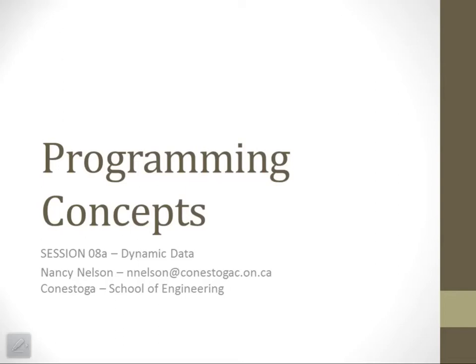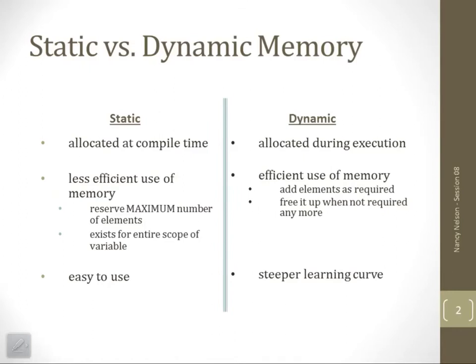In this session, we're going to start looking at dynamic data. All the data we've been using up to this point has been considered static data. That means once it's declared, it stays the same. The value can change, but where it is located in memory, how big it is, all stays exactly the same. That's because it's allocated at compile time.